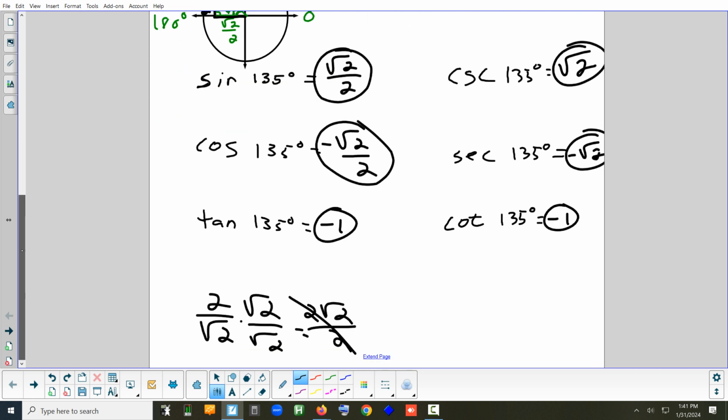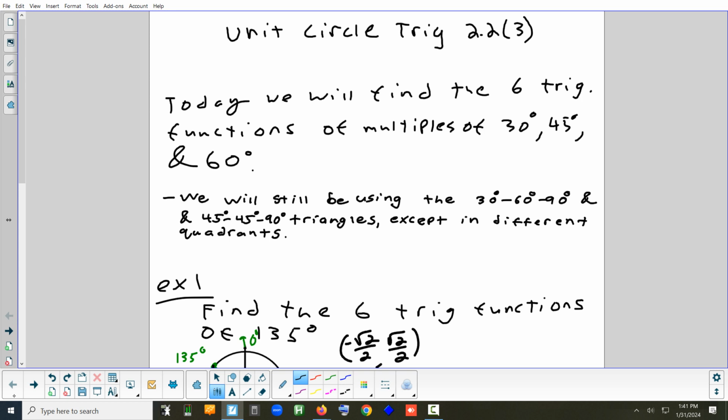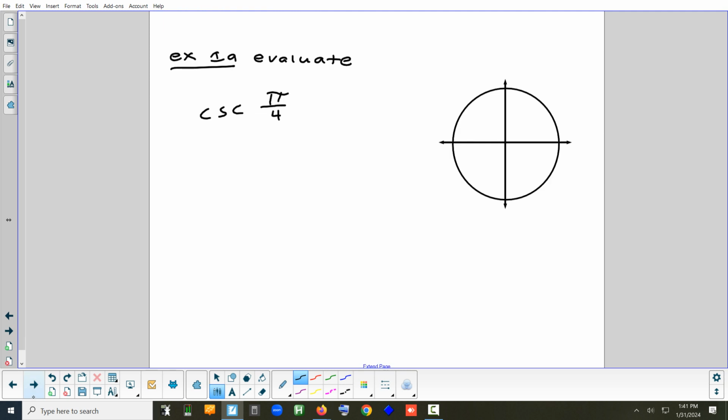I think that's the only one we do all 6 today. I think after that I just asked for one at a time. Any questions on that one? All right, so let's try a few others. So cosecant of pi over 4.